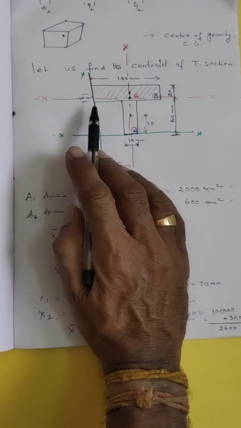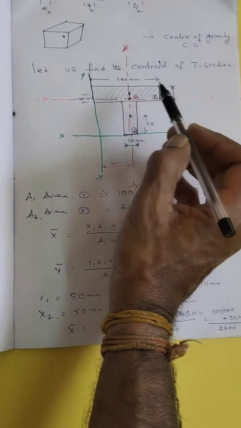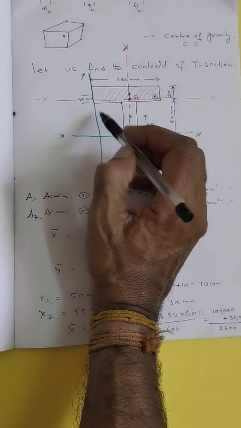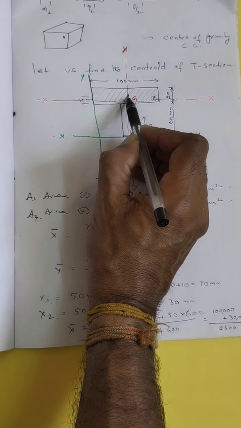From the figure, this is the first object. We have marked the centroid. Okay, so the distance from the reference axis yy, this distance is known as x1.